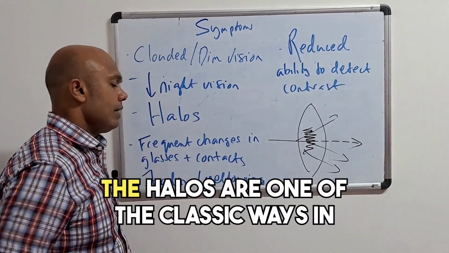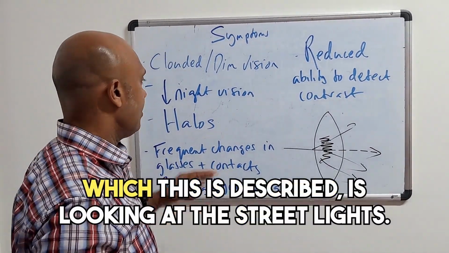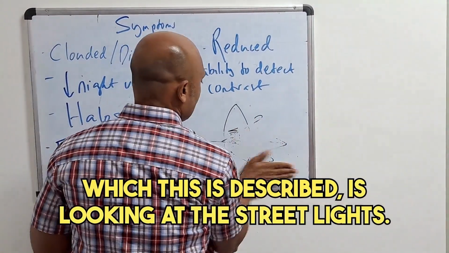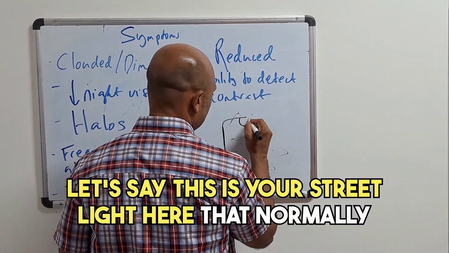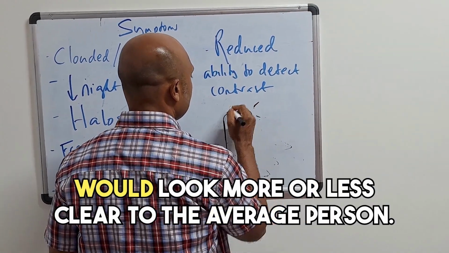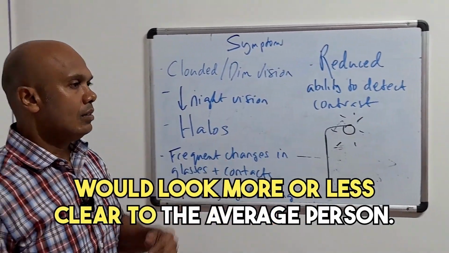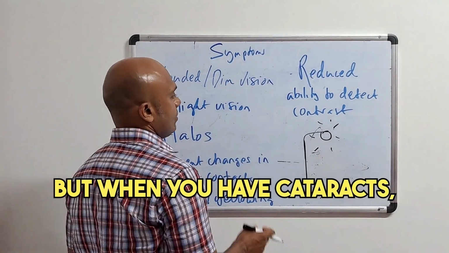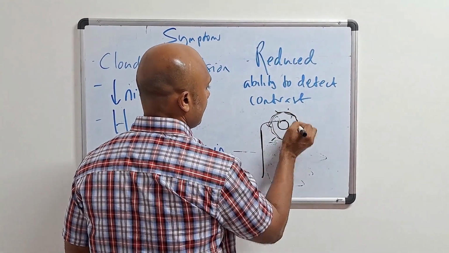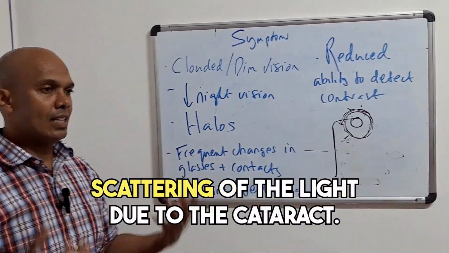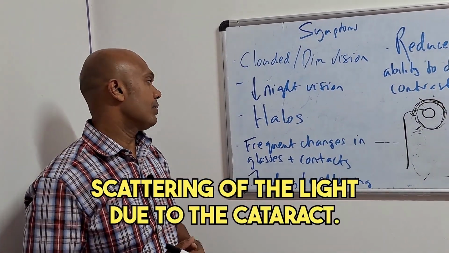Halos. One of the classic ways in which this is described is looking at street lights. So, let's say this is your street light here, that normally would look more or less clear to the average person, but when you have cataracts, people describe halos around the street lights. Again, this has to do with the scattering of the light due to the cataract.